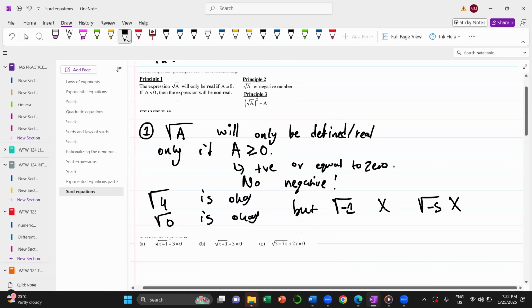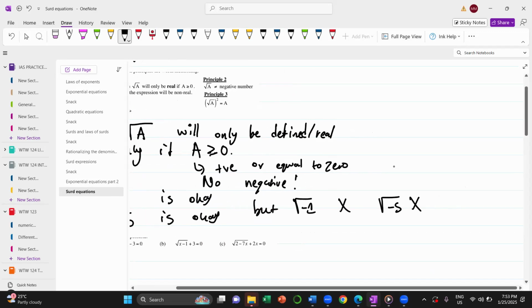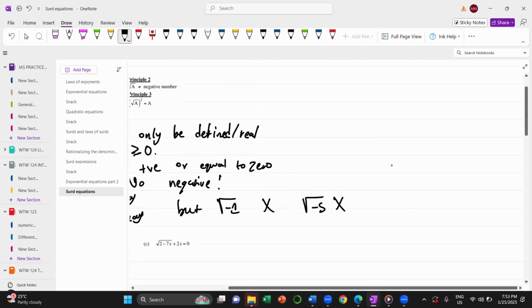So a square root can only be taken whenever the value under the square root sign is positive or greater or equal to 0. Is it okay? Yes, sir. So now let's go on to law number 2.